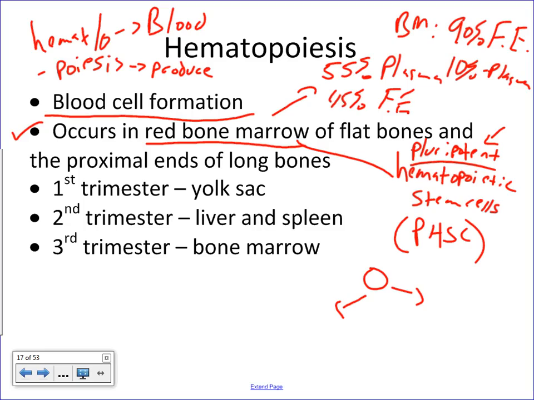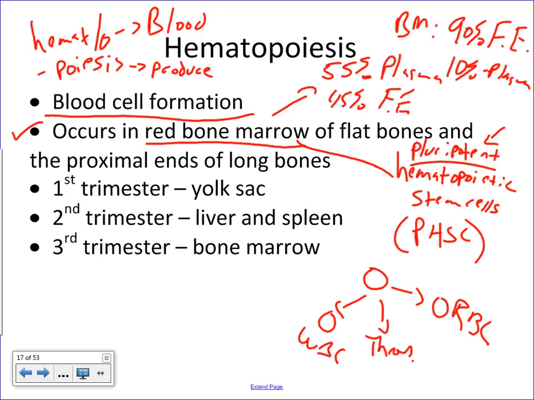they start to form the precursors of a red blood cell, or the precursors of a white blood cell, or they may start to form the precursors of a thrombocyte, the megakaryocytes that produce platelets. But that's essentially how this process works.